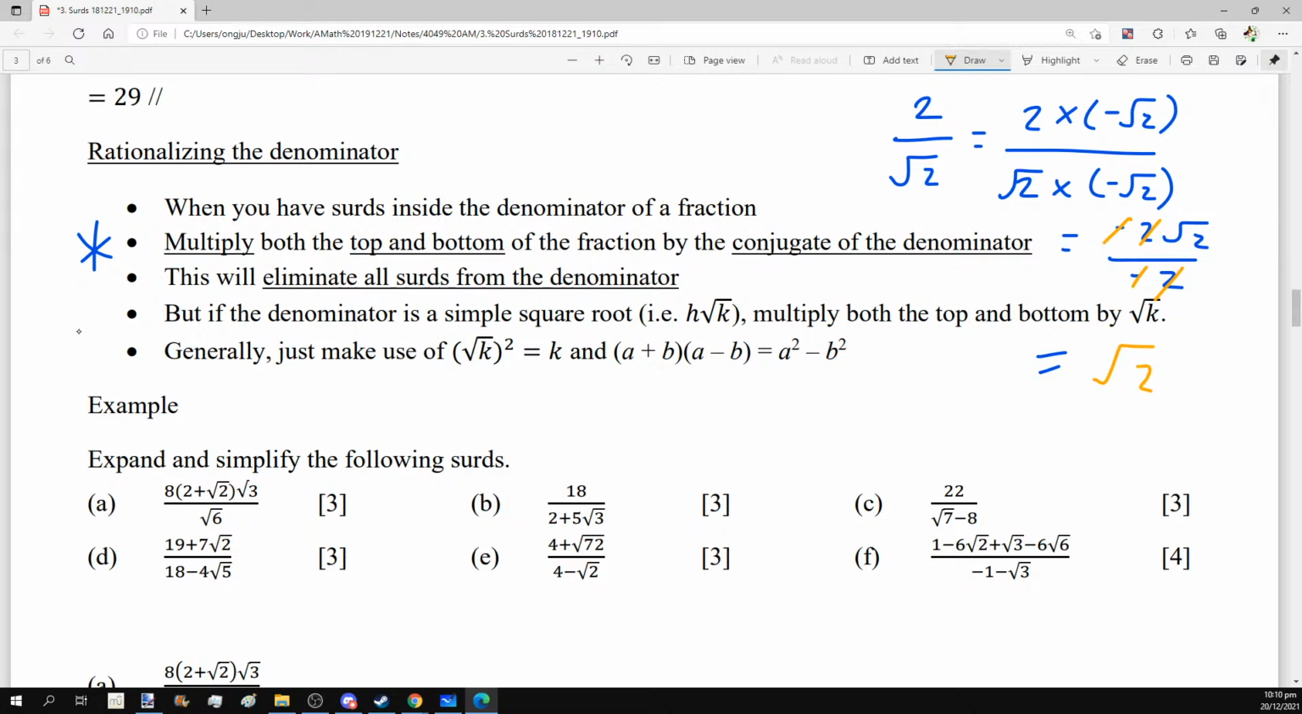Of course, if the denominator is really so simple that it only has one square root, you don't even have to use the conjugate, right? It would suffice to simply do this.